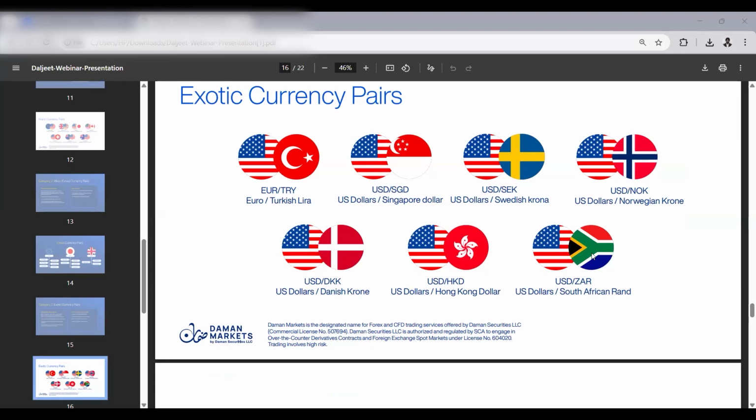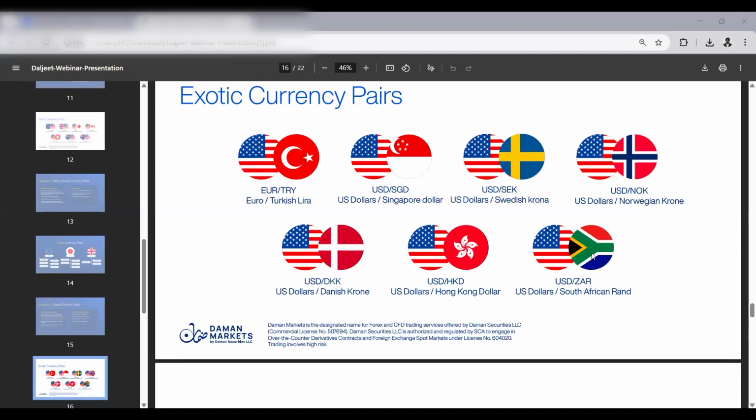So if I categorize, major currency pairs have the maximum volume of the global forex market. The other market volume and liquidity is in the minor or cross currency pairs, and the limited liquidity is in exotic currency pairs. So that is how we understand the three basic types of currency pairs.